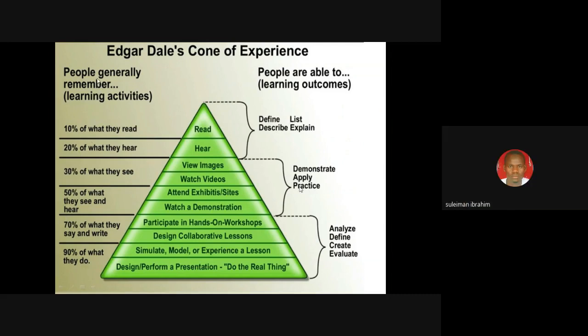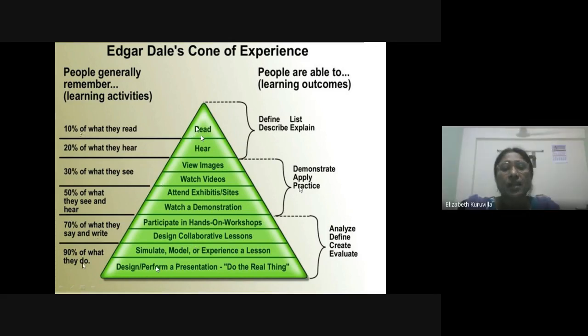People generally remember learning activities: 10% of what they read, 20% of what they hear, 30% of what they see, 50% of what they see and hear, 70% of what they say and write, 90% of what they do.